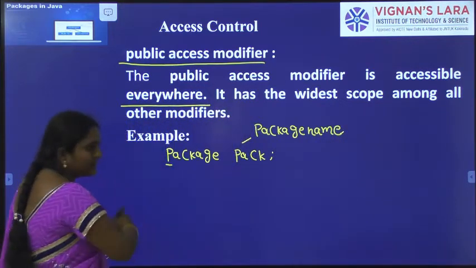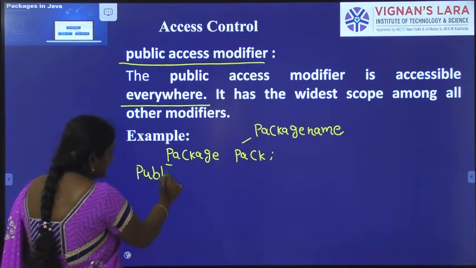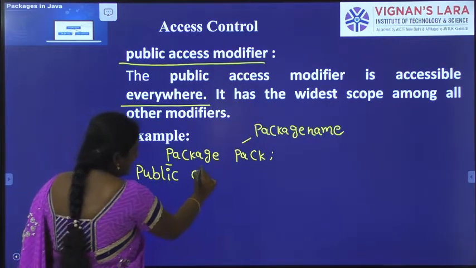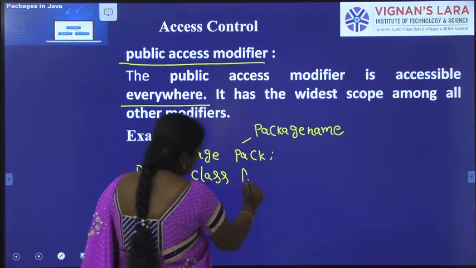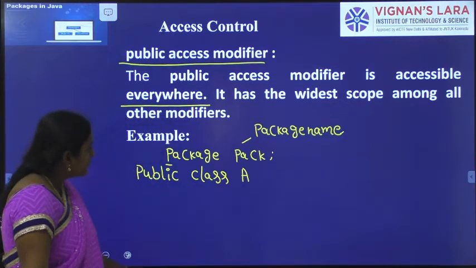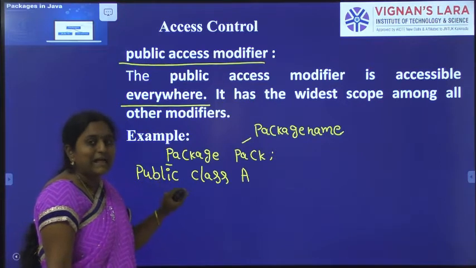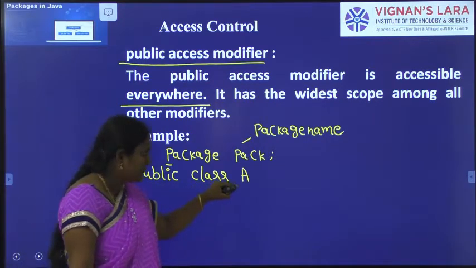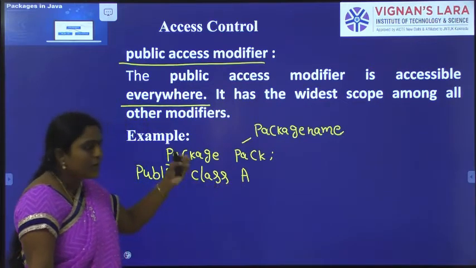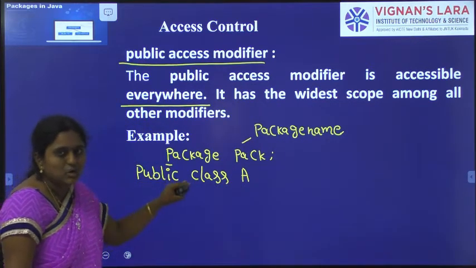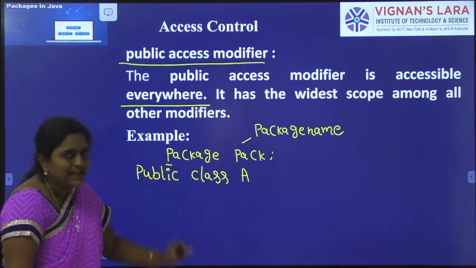Next one, here I am defining one class. Our class has the public access specifier: public class A. Class declaration starts with the class keyword followed by the class name. Here, what is our class name? A. And what is the scope of this class? Public. It is a public class, so everyone can easily access it.